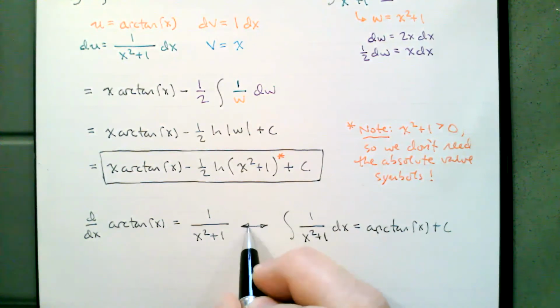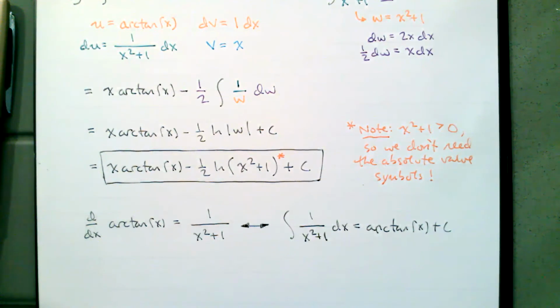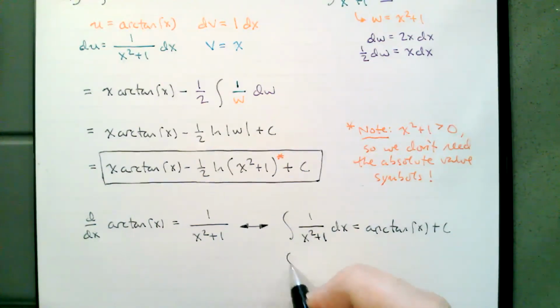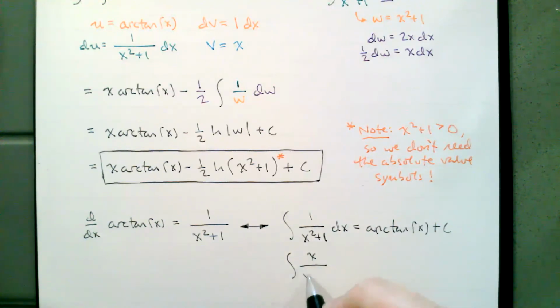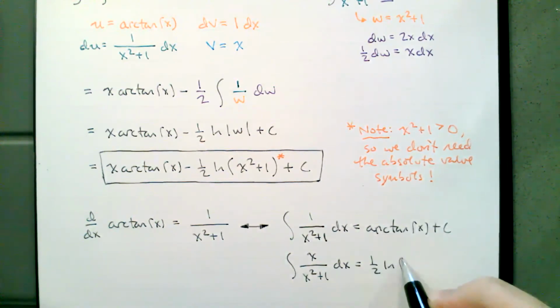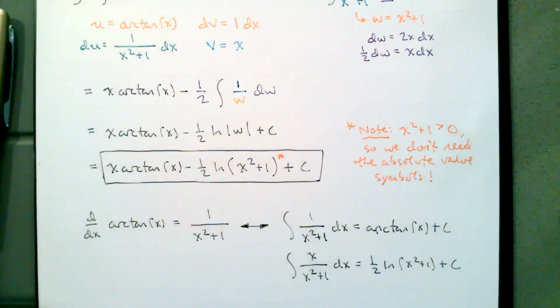That's just the relationship between derivatives and integrals. So the derivative of arctangent is 1 over x squared plus 1. So the integral of 1 over x squared plus 1 is arctangent plus c. So one of the things that we noticed in this problem was that the integral of x over x squared plus 1 dx was a 1/2 natural log of x squared plus 1 plus c. So that's what we got out of this one.